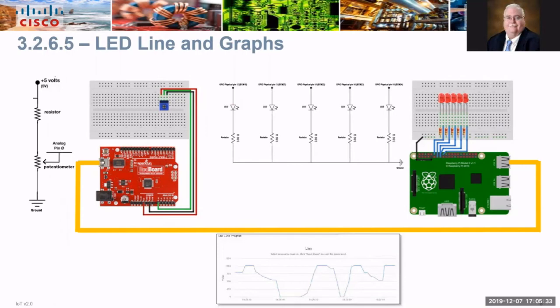Lab 3.2.6.5, LED line and graphs. Time to complete is approximately 90 minutes. Difficulty level intermediate. In the lab you will build 5 LED circuits on the Raspberry Pi and a potentiometer circuit on the Arduino as shown in the lab. Then interconnect the Arduino and Raspberry Pi and flash the Arduino with Firmata. This will allow you to control and read the Arduino's output values using the Raspberry Pi, which will control the LED circuits. Finally, you will create a graph to display the Arduino's values.